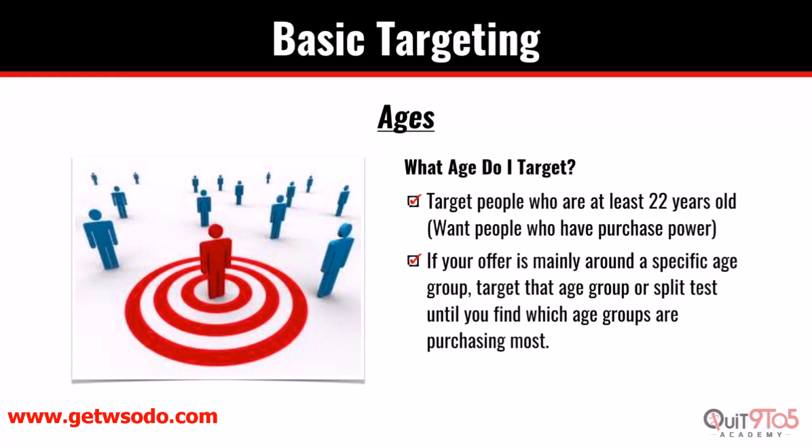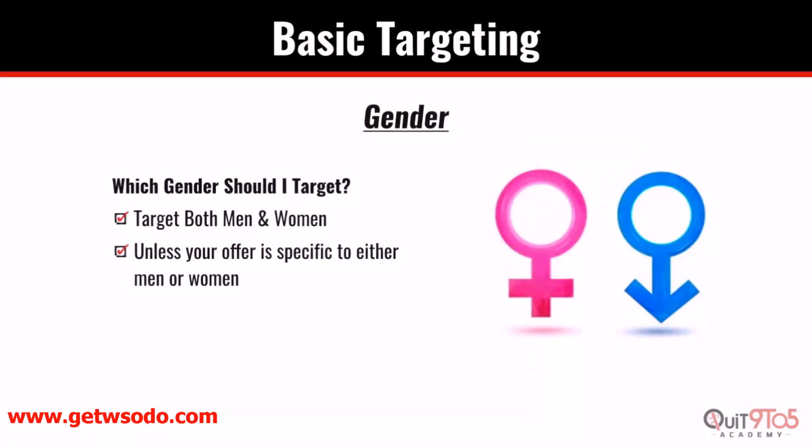We like to do a two-prong approach and just take our best guess from our market research and just try and hit that age group that's going to convert the best with our offer. And we do that while we're split testing different age groups just to see if one will perform better than what we actually thought. Which gender should you target?